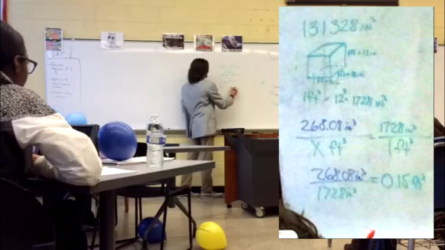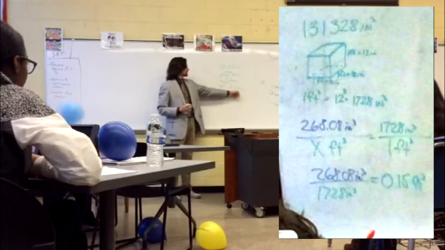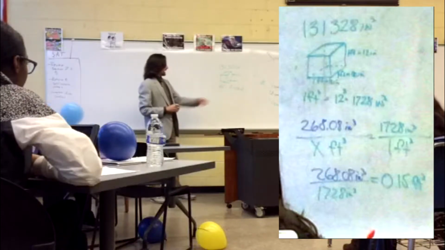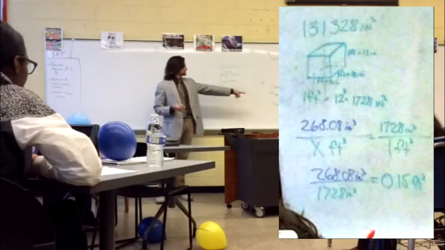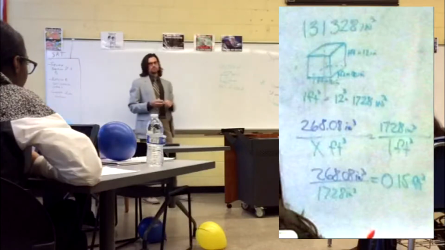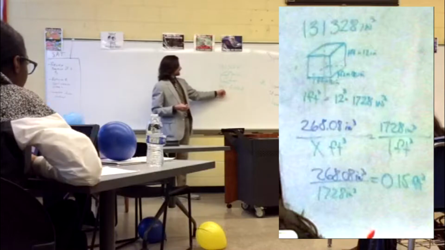1,728 inches cubed. So a cubic foot is that many cubic inches. So now we have 10,944 cubic feet. What's going to happen when I go to inches? Is that number going to get bigger or smaller? Bigger. It's going to get bigger because it takes me more cubic inches to get a cubic foot.